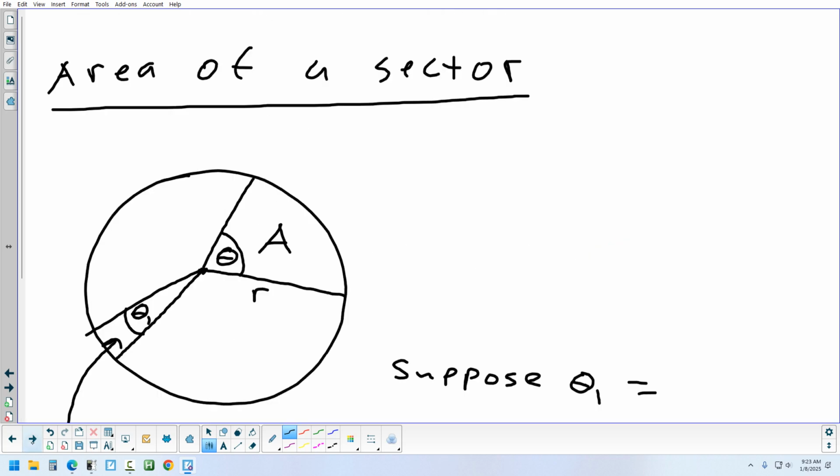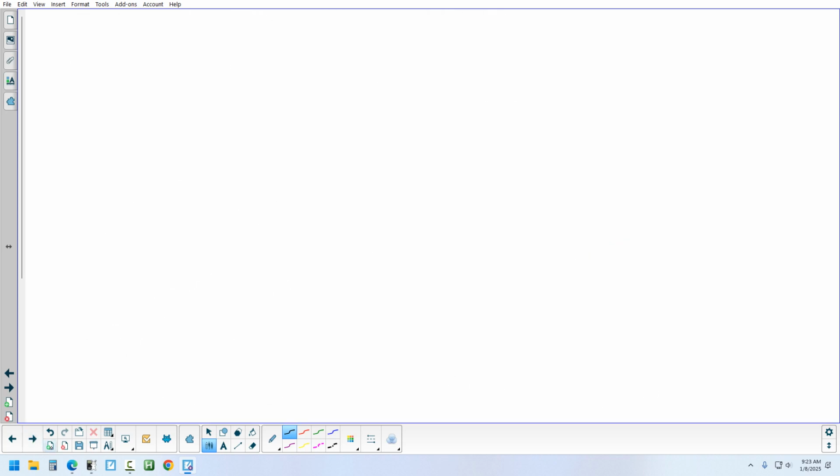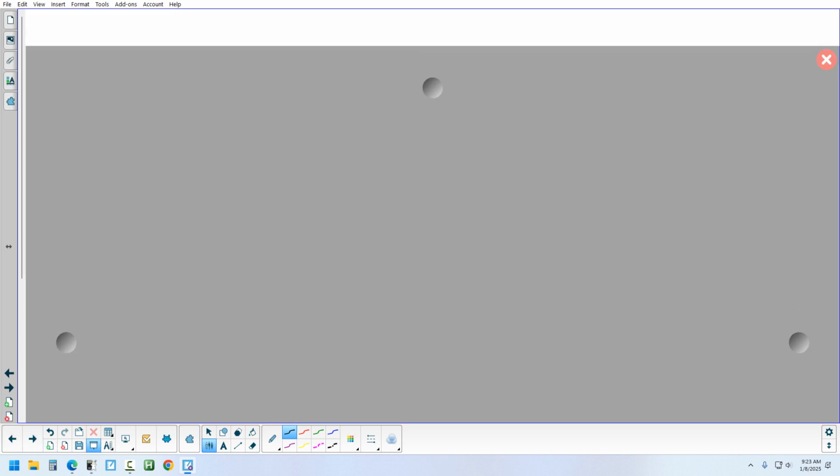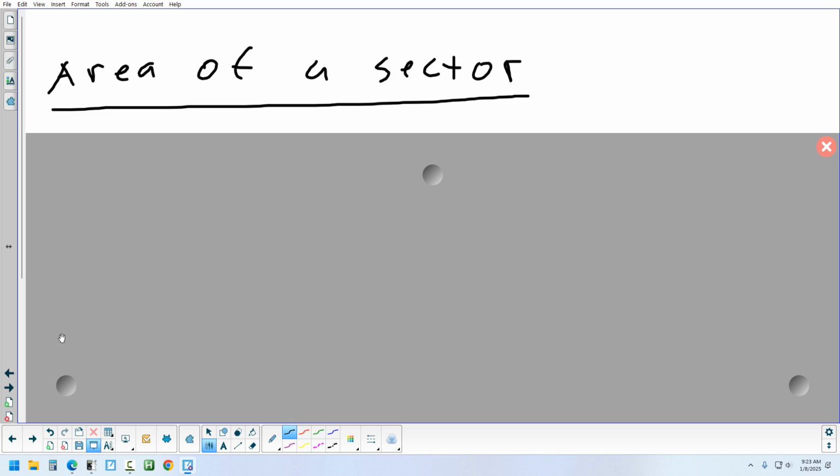Okay, now let's look at the last part, which is area of a sector. So the first thing I want to do is figure out, is there a connection between the size of the angle and the size of the area? We already know there's a connection between the size of the angle and the arc. What was the word we used to describe those two things? They were? Proportional. Yeah, directly proportional. We want to see if area is also directly proportional.